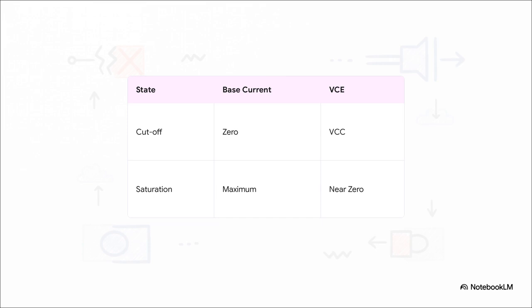Let's summarize it real quick. In cutoff, base current is 0, and the voltage from collector to emitter equals your full supply voltage, meaning it's fully blocking.